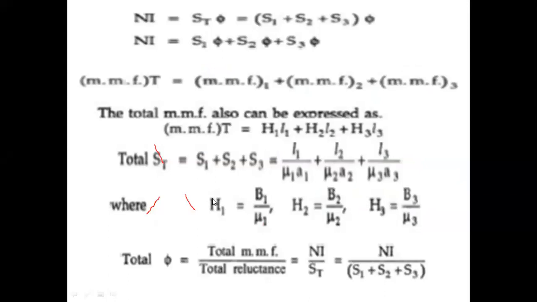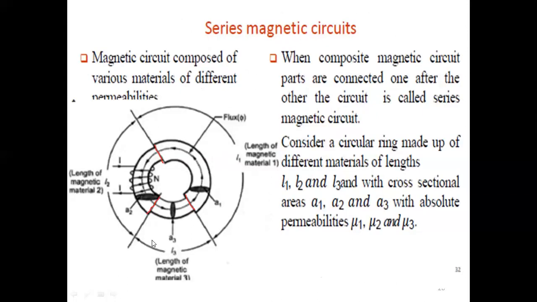From the circuit diagram only, I will go to the circuit diagram here. See, for each material the cross sectional area is different, the length is different. What is the total MMF of the circuit? How can we write it down? The current is common for all, and the number of turns is also common for all. So we can write Ni here. But what is the MMF of this one, and this one?